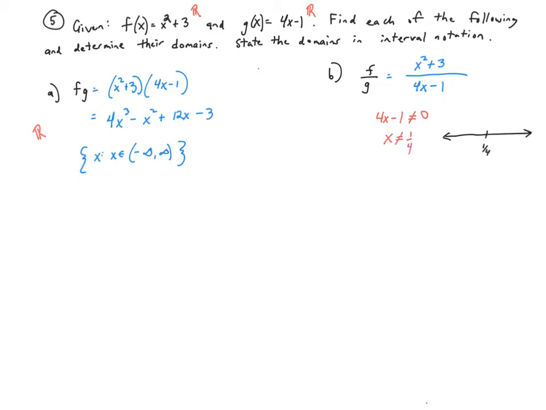We have to write our domain using an interval, so it might be helpful to graph our domain on the number line. X cannot equal 1/4, but x can be anything else. Using this graph, we can see that the domain is the set of all x such that x is in the interval negative infinity to 1/4, union 1/4 to infinity. 1/4 is not included in the domain.